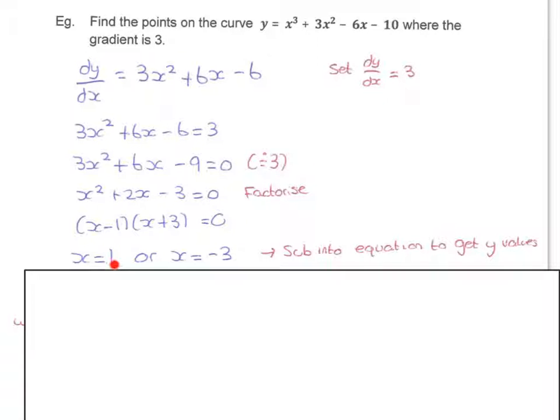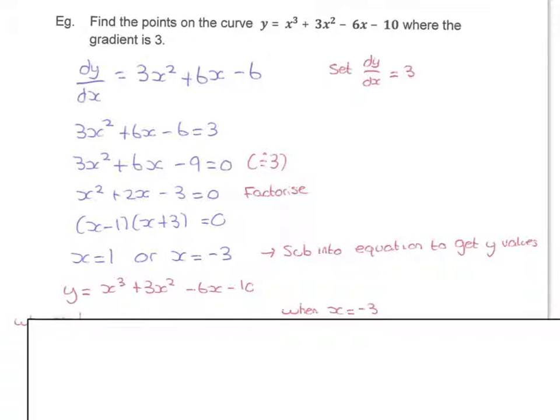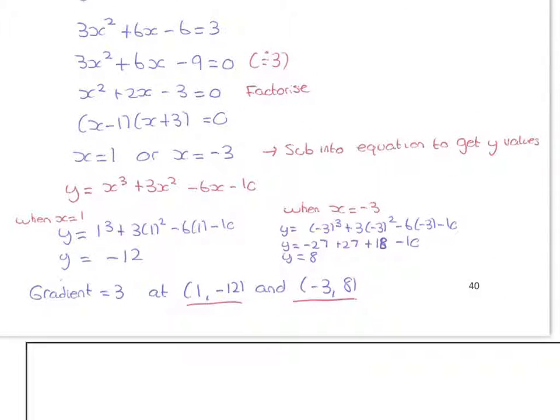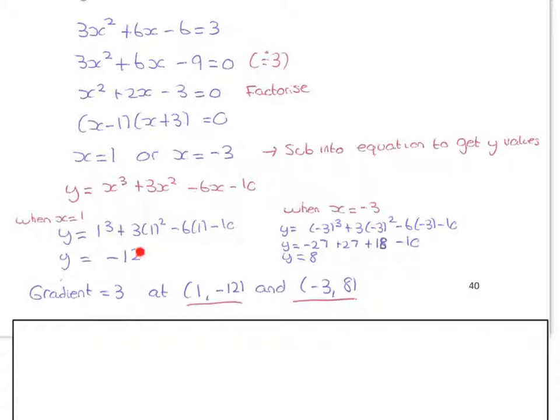So if we take each x value in turn, substitute it into our original equation of the curve, and that will tell us the y coordinates at each of these points. So in doing that, you can have a look through the working out. We end up getting y to be minus 12 when x equals 1, and when x is minus 3, the y coordinate is 8. So the coordinates where the gradient of the curve is 3 are (1, minus 12) and (minus 3, 8).